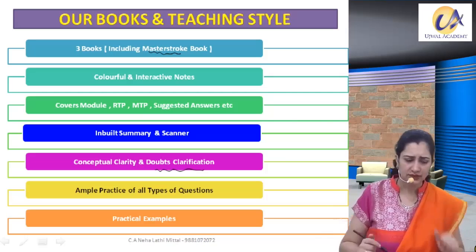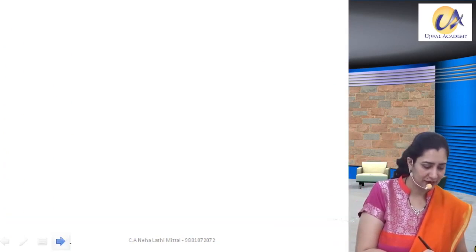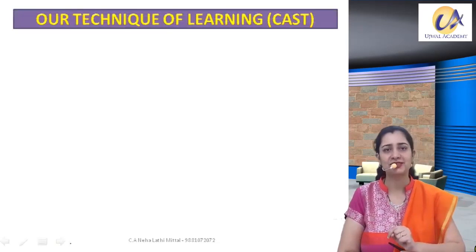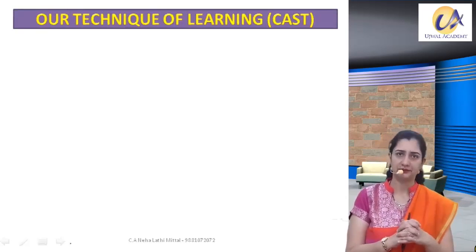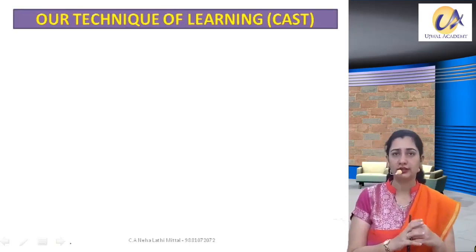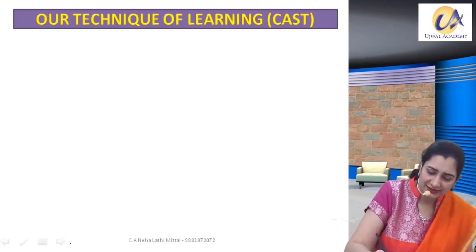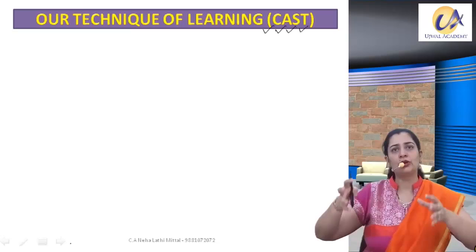Okay. 3 books. Again question, what is going to be my final master stroke book? So again, that is still going to build up the suspense. We still have one more thing to discuss. How we are going to learn. Okay, books and all, so we got it. Now, technique of learning, I follow the concept of, or the technique of CAST. CAST. 4 steps we are going to learn.